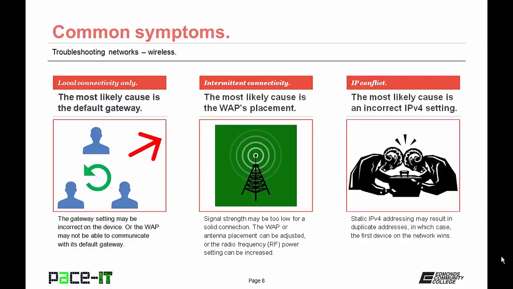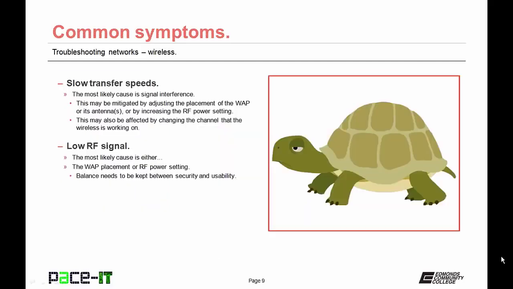If you have an IP conflict, then the most probable cause is an incorrect IPv4 setting. Static IPv4 addressing may result in duplicate addresses, and the first device on the network wins. So while static addressing is more secure, it can create a problem for you.